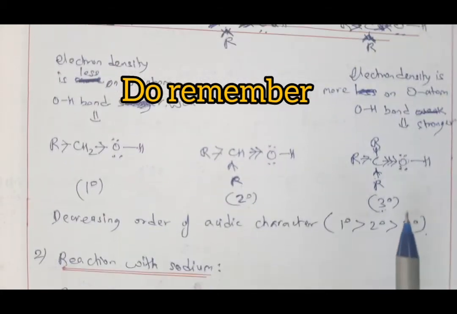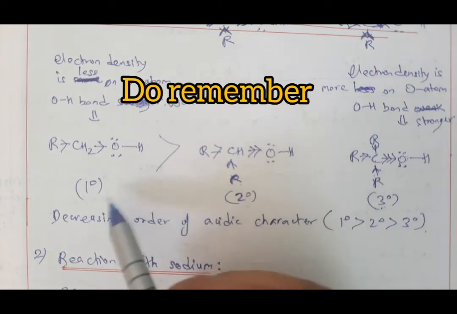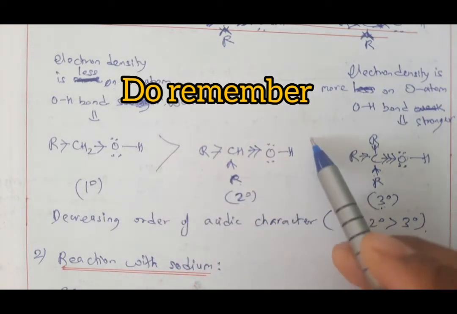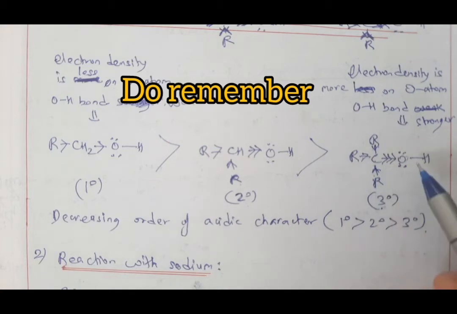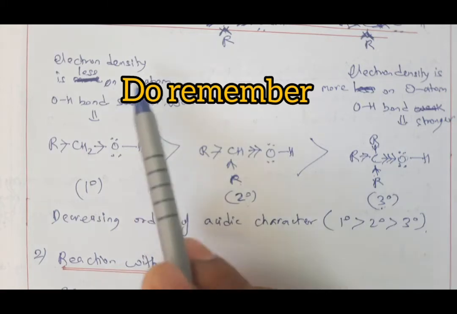So if you have to see the decreasing order of acidic character, primary alcohols are more acidic in nature than secondary, and secondary is more acidic than tertiary. So primary alcohols are stronger acids than secondary. Secondary is a stronger acid than tertiary. Reason, hope you all understood, because of the plus I effect. So reasoning is given out here.